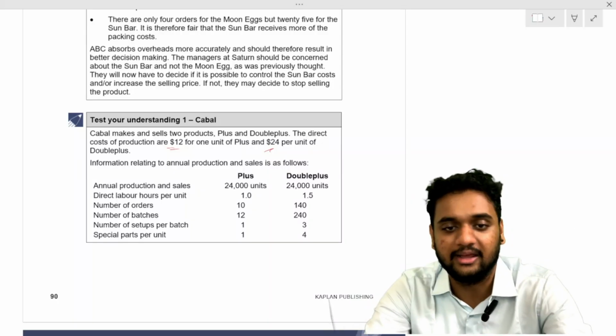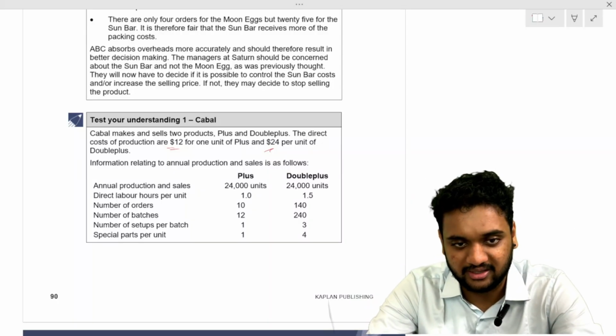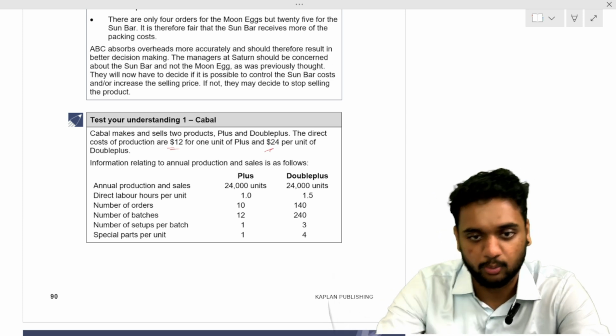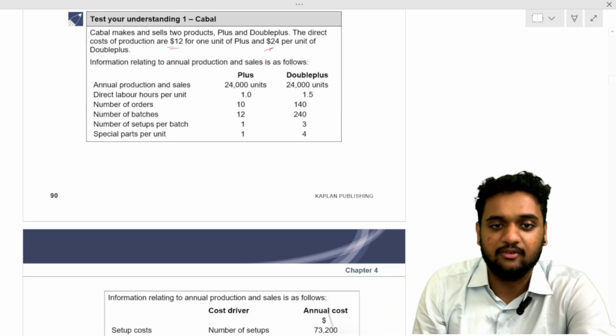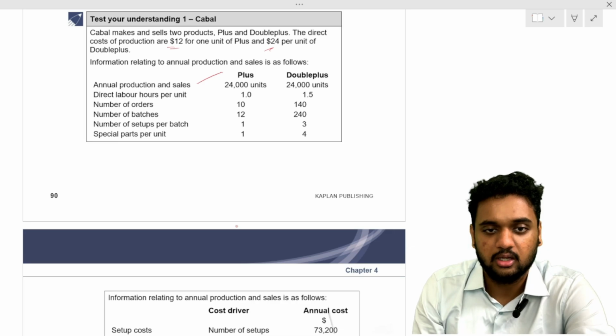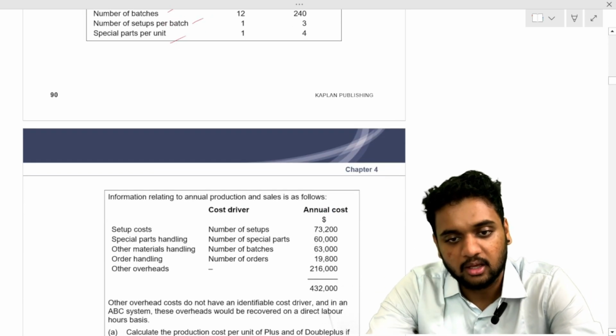That is, in the earlier case it was material and labor. In this case they gave the direct cost of production as 12 and 24 for the plus and double plus products. Information is given to us. Number of units is given to us. Labor hour per unit, orders, batches, setups, special parts, etc.